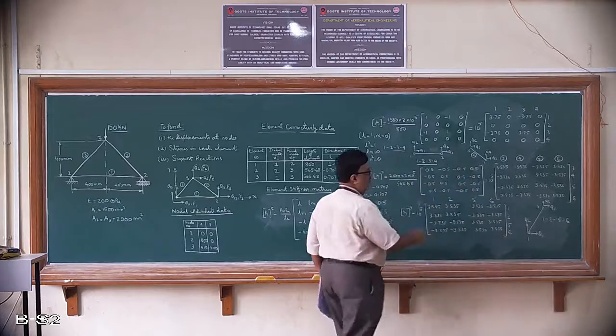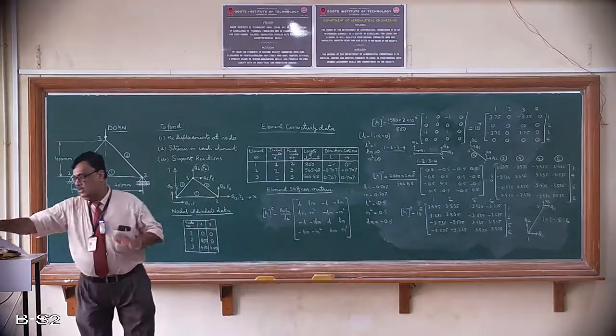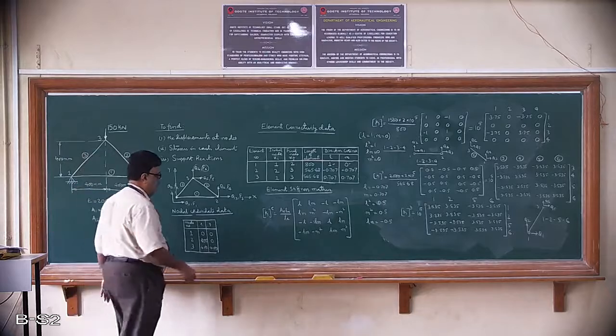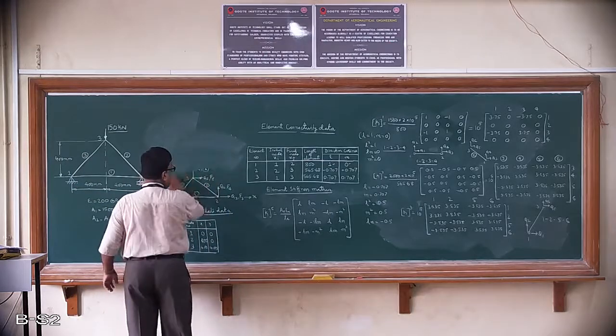Okay. Once you have written the element stiffness matrix for each one of the 3 elements, now directly let us go for the global stiffness matrix.